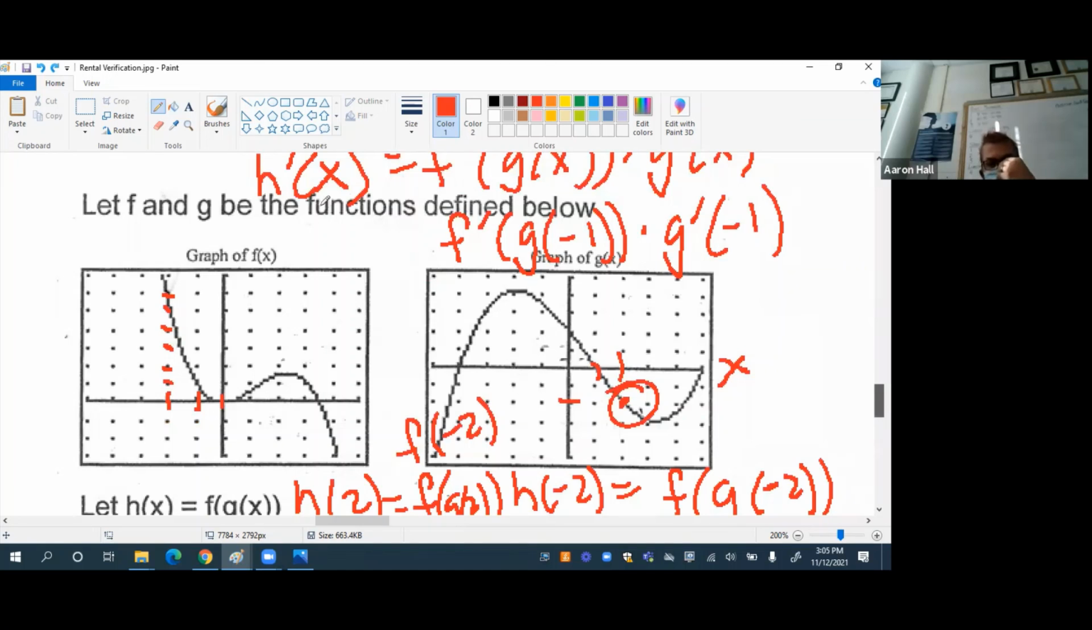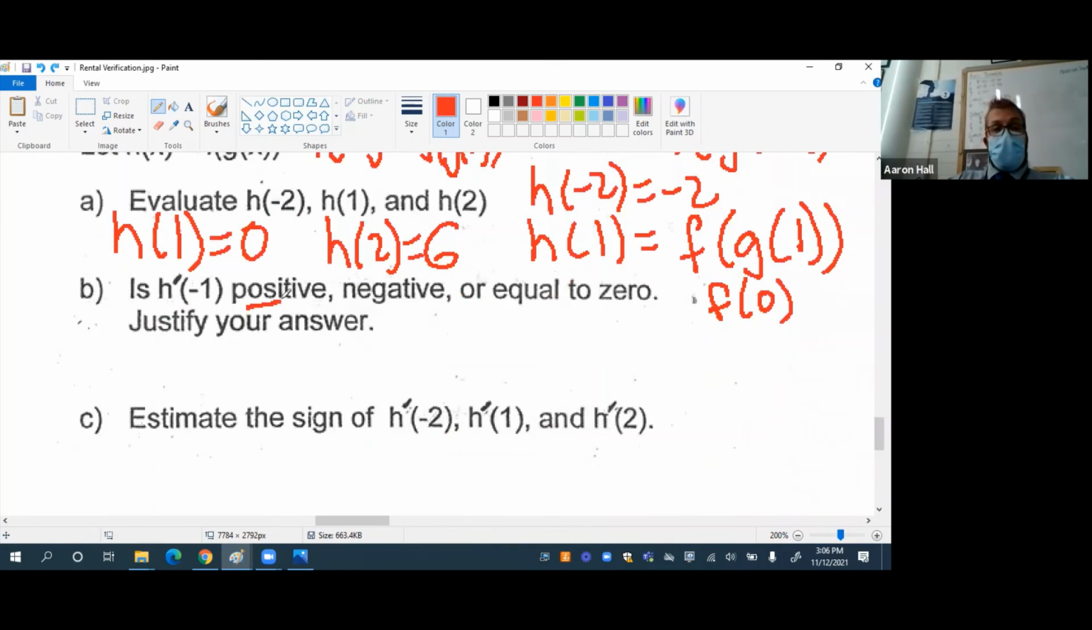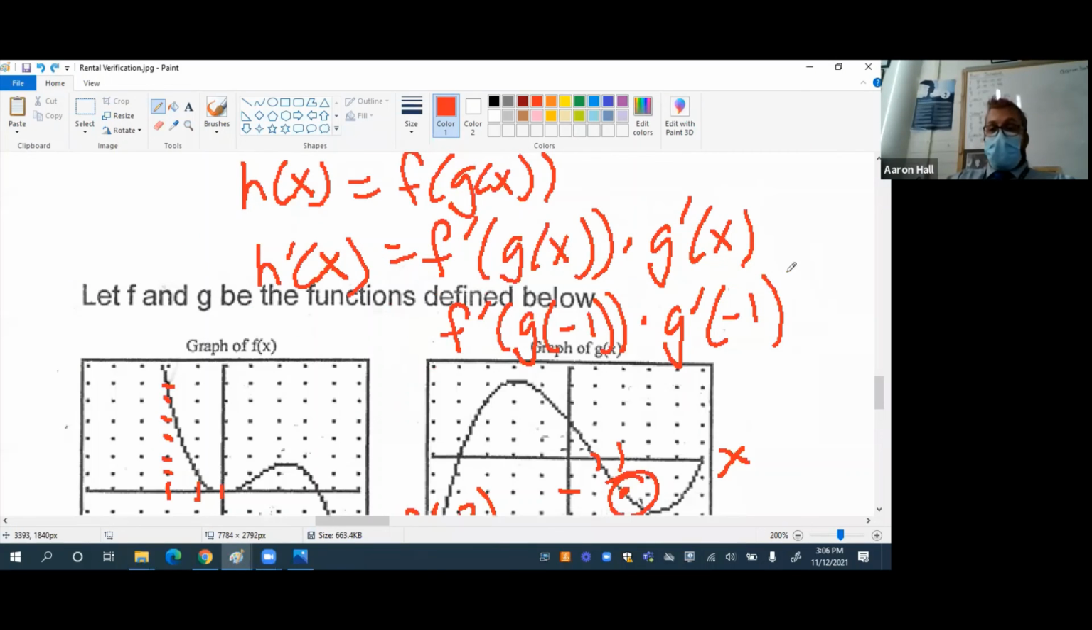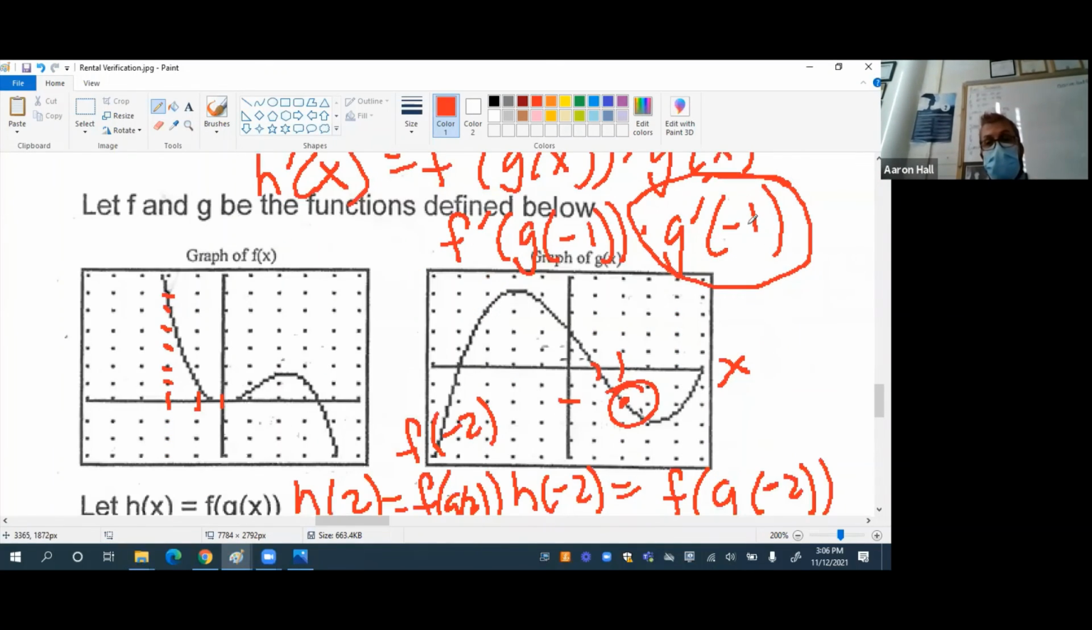Well, okay, so what does a derivative mean? It's the instantaneous rate of change. All right, so let's go down here. I just want to know whether it's positive, negative, or 0. Okay, so let's look at this piece here. That is the derivative of g at negative 1. Let's use our g function. We go over to x is negative 1. What's my slope? It's negative. So this first piece here is negative.